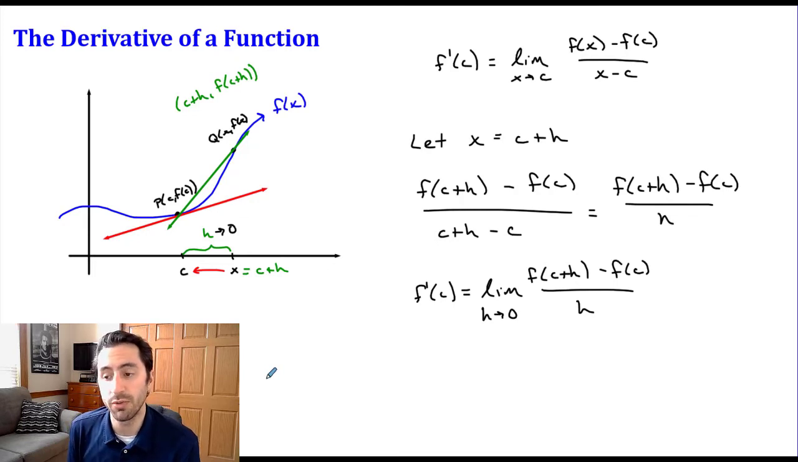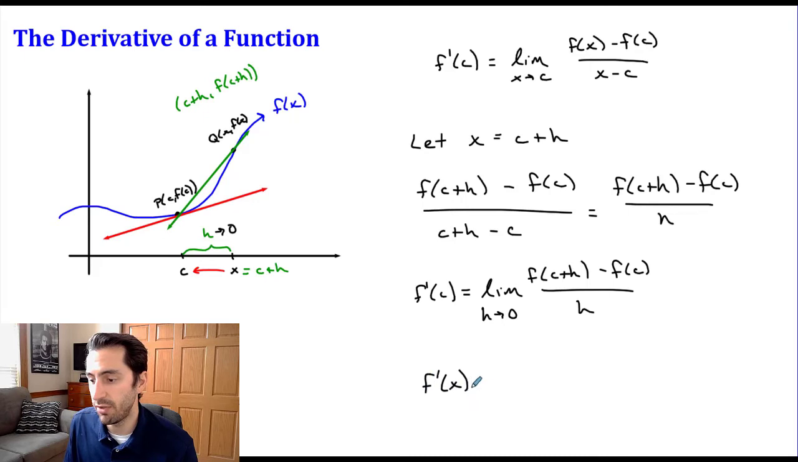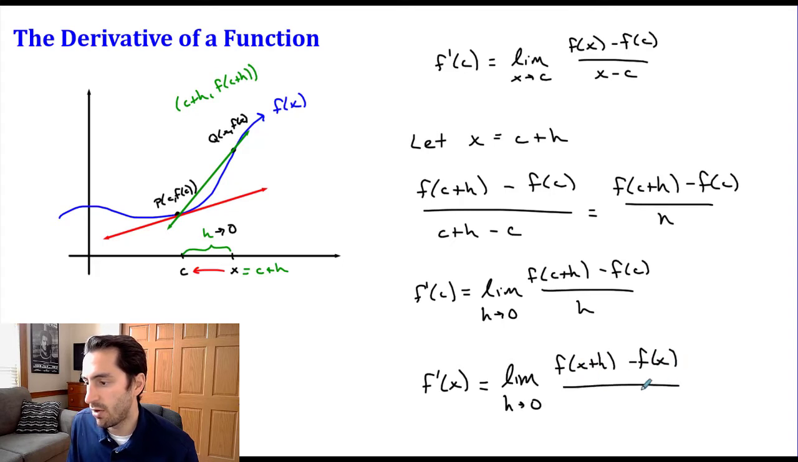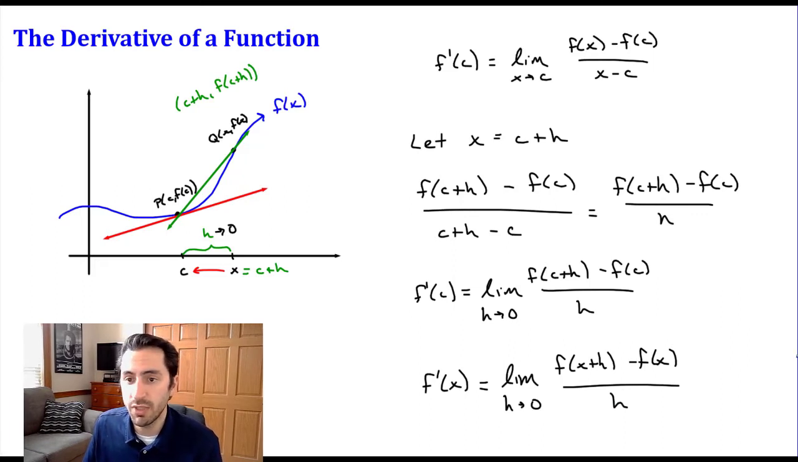equation for the derivative. So another way I might write this is I would say f prime of x, so the derivative at x, is equal to the limit as h approaches 0 of f of x plus h minus f of x all over h. And this gives me a way to find a general form equation for that derivative. Now let's use this in an example.